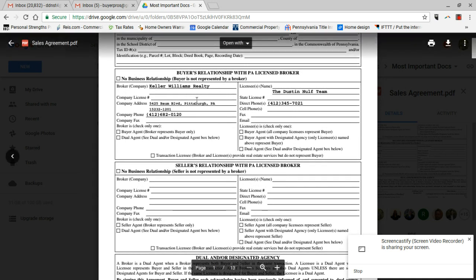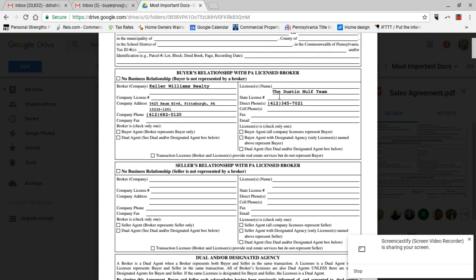Our information goes in here. Have your templates filled out like this already. So your licensee, that's going to be your name above that, but make sure the Dustin Nolf team is in here. And then make sure that this number's in here as well.